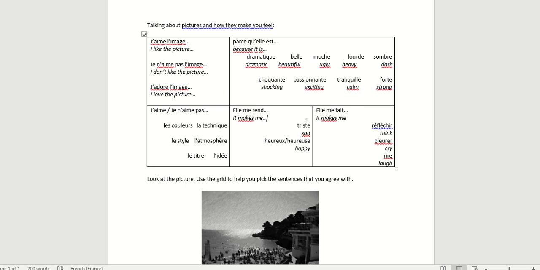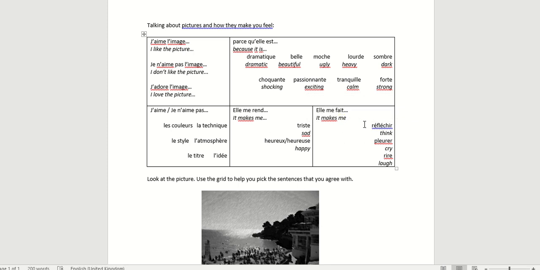Elle me rend triste. Elle me rend heureux. That's the masculine one. If you're a masculine person, it makes me happy. Or heureuse, if you're a feminine person. If you're a boy, that one. If you're a girl, that one. Elle me rend heureux. Elle me rend heureuse. Triste ends in an E already, like rouge and orange and those words that don't change. So you can have one of those.